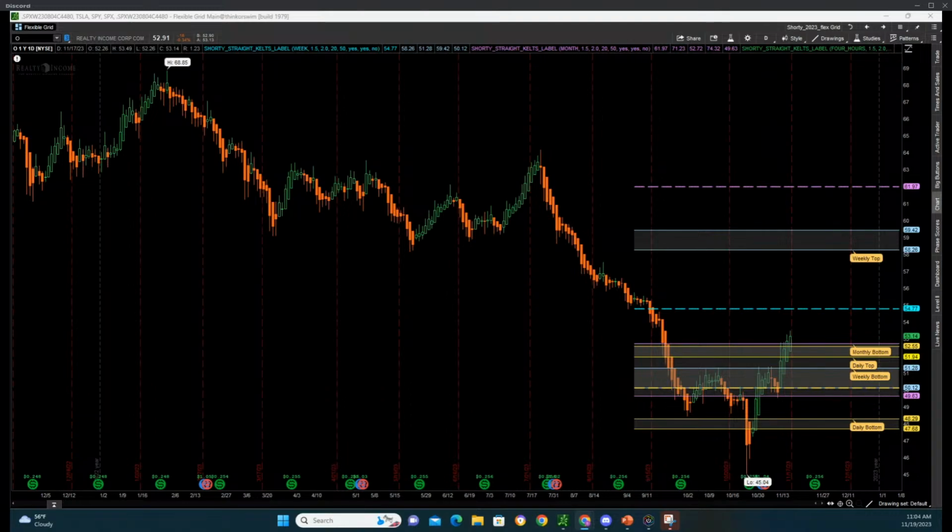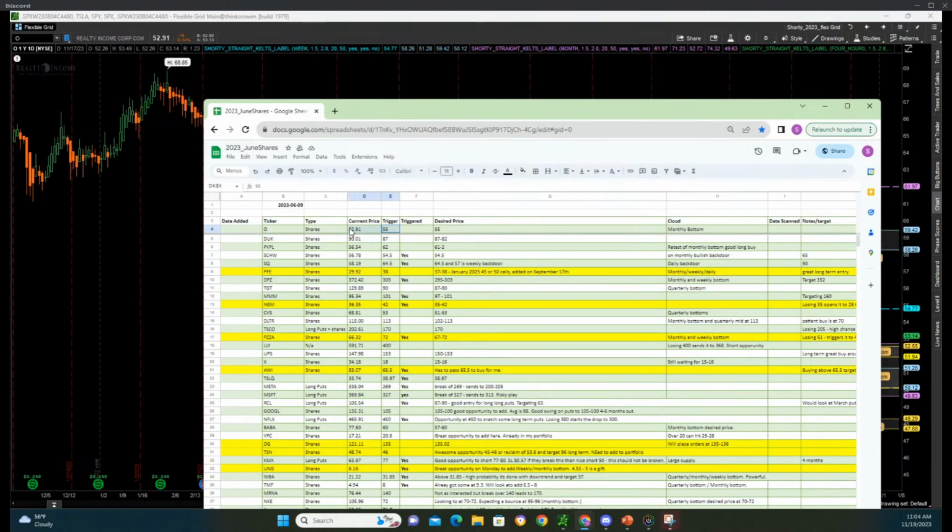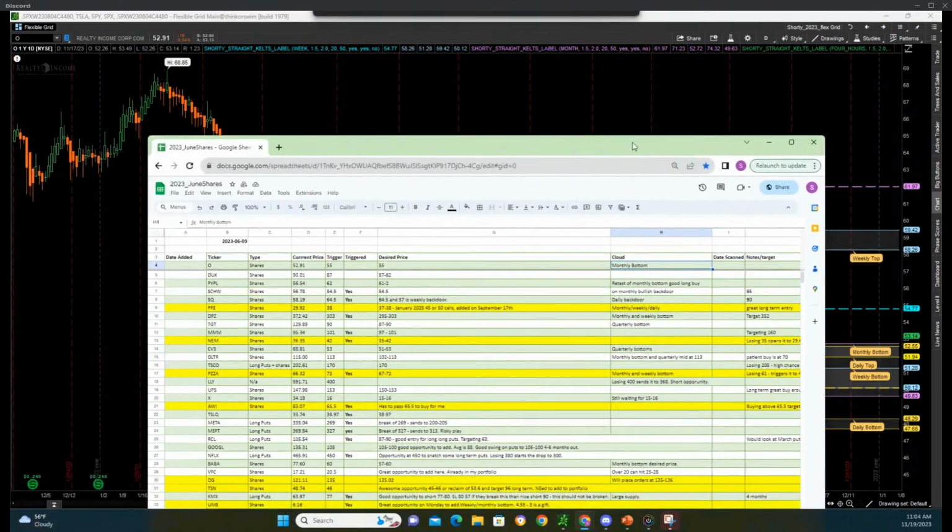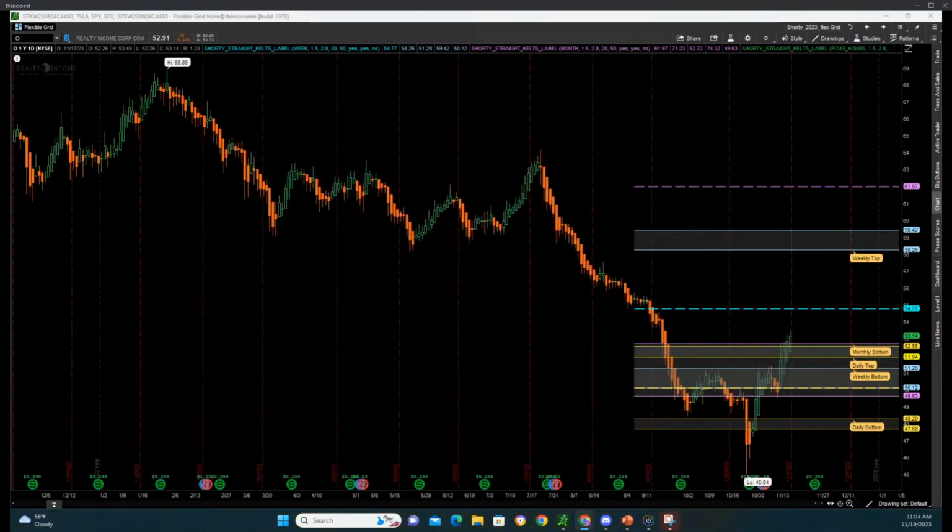Yep. So here's just to give you an idea. Desired price was 55. Right now it's a 52. So it's not a bad price to have. Monthly bottom was our target at that time. Okay. So I'm watching that one. Let me see. I'm looking.